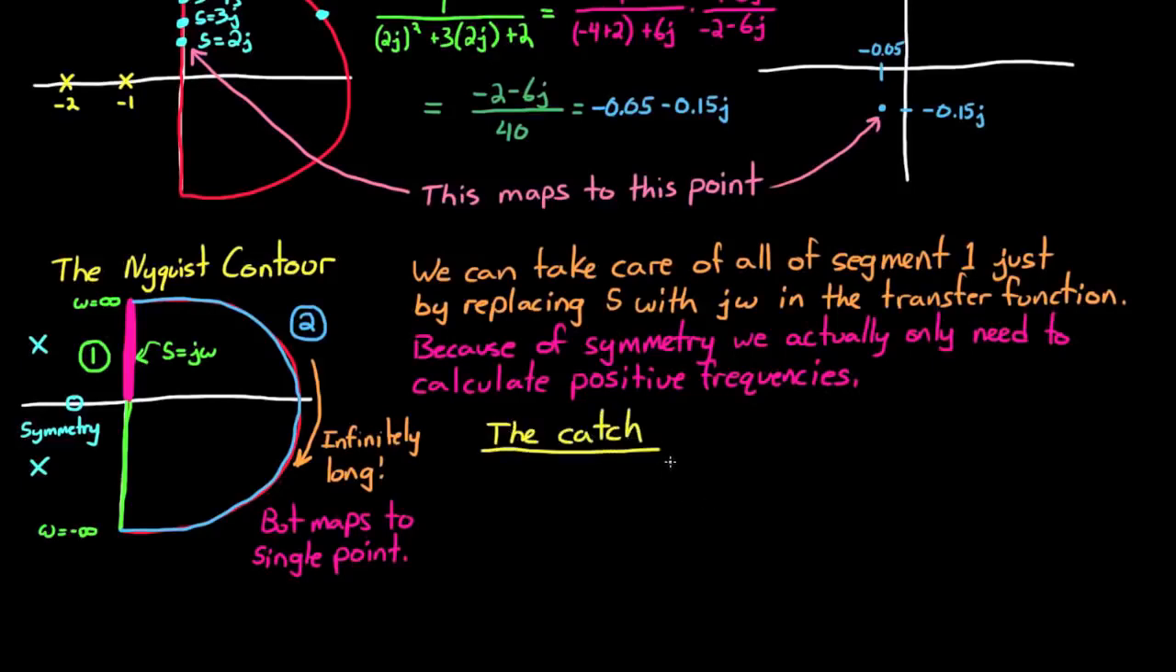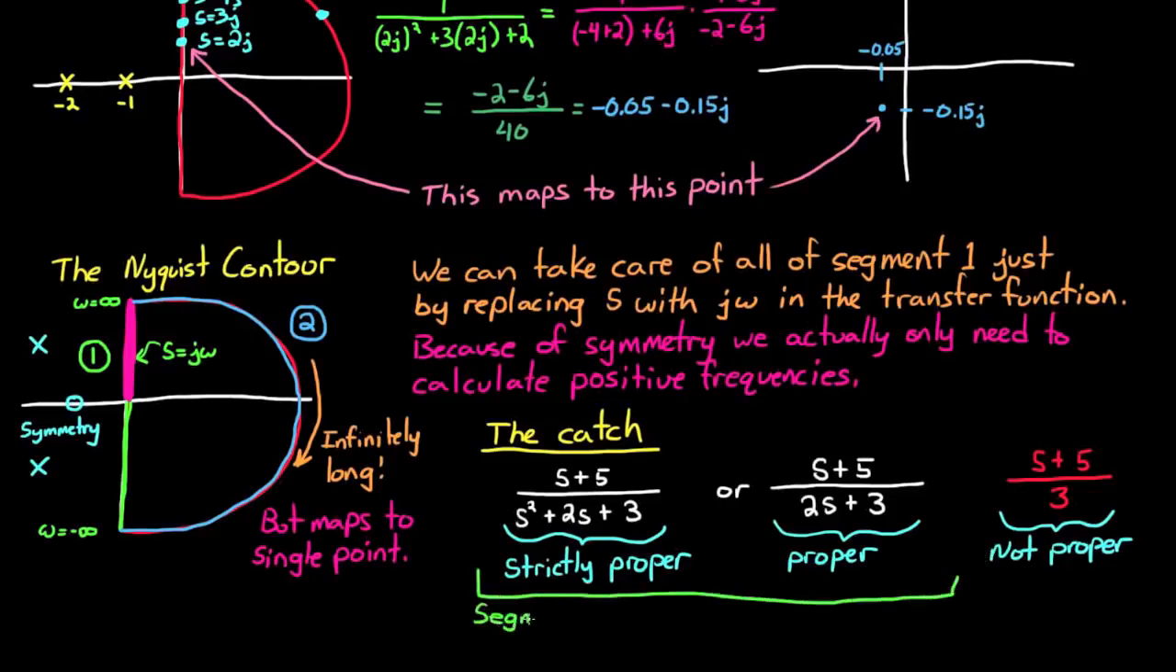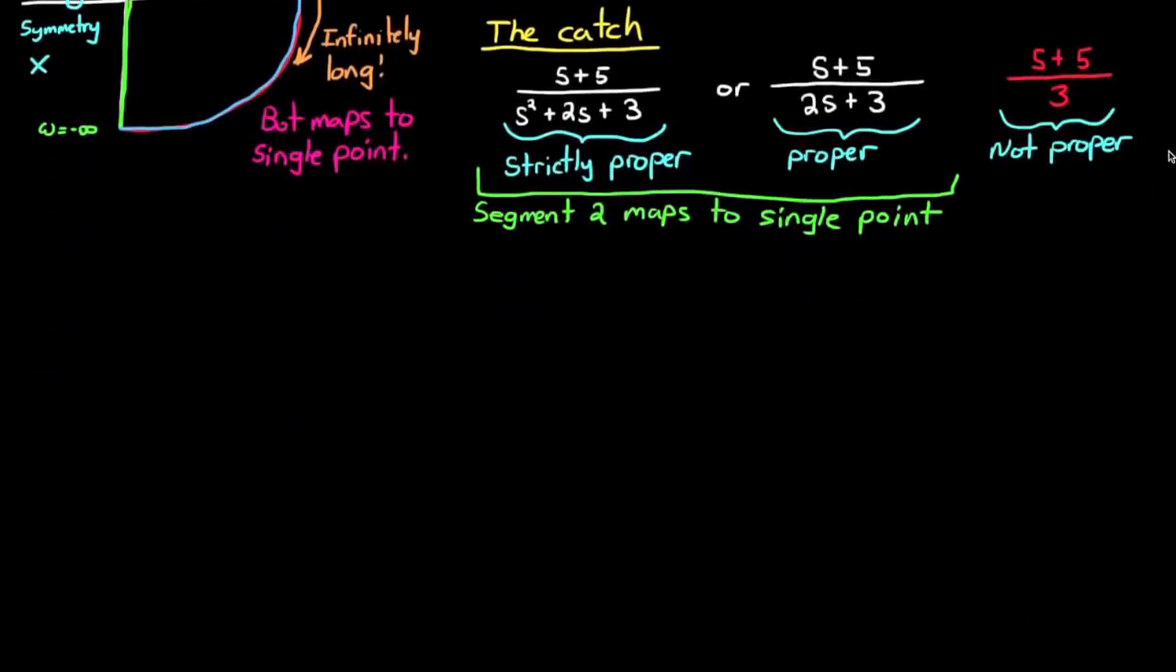It maps to a single point only if the denominator of your transfer function is higher order than the numerator, and this is called a strictly proper transfer function, or if it's equal order to the numerator, and this is called a proper transfer function. If the numerator is of higher order than the denominator, then this is not a proper transfer function. And the second segment maps to a single point for only the first two and not the last. But that's okay because all physically realizable systems are either proper transfer functions or strictly proper, and that's why I'm going to focus on them in this video.